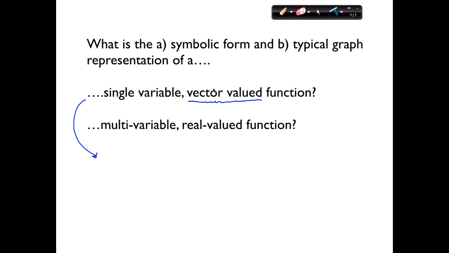So if it results in a vector, how do we write it? r of t equals f of t, comma, g of t, comma, h of t, in chevrons, as a vector. As a vector valued function, it gives vectors.